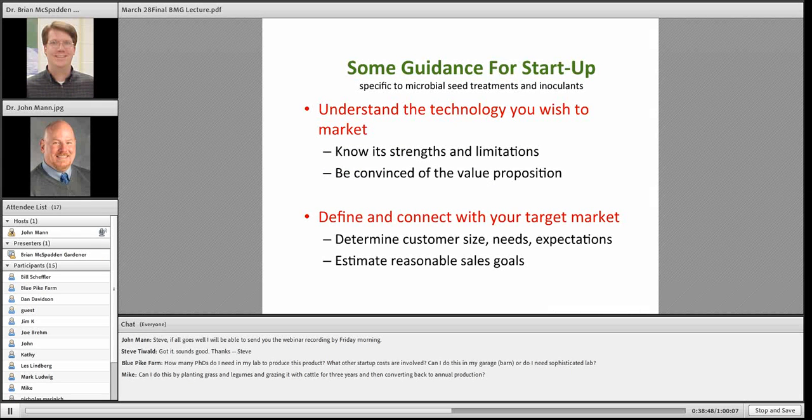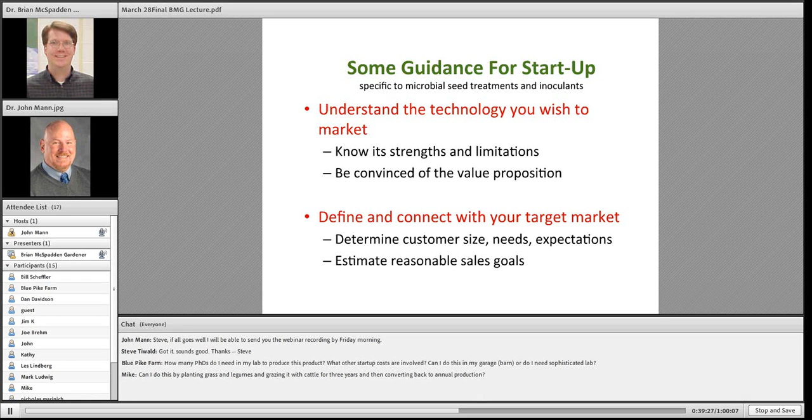So lastly, I'd like to turn to some things that I think that any of you who are interested in developing this technology really need to think about if you're going to start a business based on this technology or any other technology for microbial seed treatments. First, you really need to understand the technology you wish to market. For the sales to be effective, the grower has to be convinced that you know what you're talking about and that the value proposition is firmly grounded in science. You need to know the strengths and the limitations.